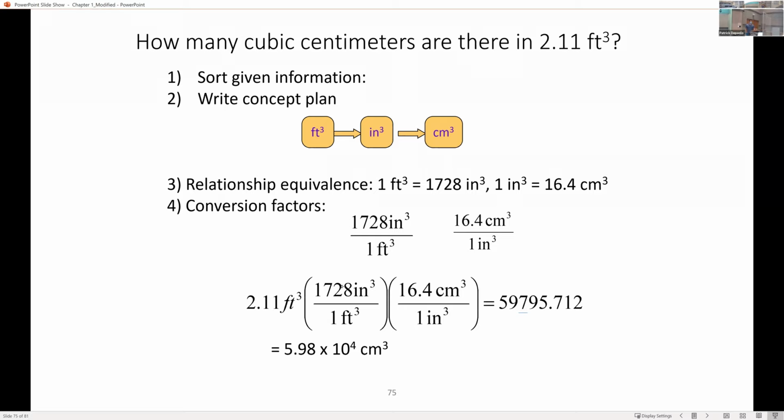So you have your 2.11 times your conversion. Here, feet will cancel out. You'll have inches, and then you go right from inches to centimeters cubed, and you get this number. Now, since the original 2.11 has 3 sig figs, your answer has to have 3 sig figs. So you would use scientific notation. It could be 59,800, or it could be 5.98 times 10 to the 4th. Each one of those would have 3 sig figs. But the scientific notation one's normally the better conventional way to do it.